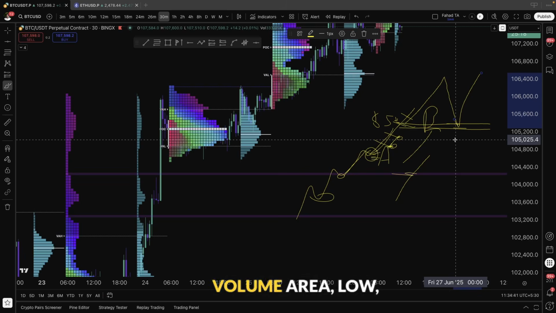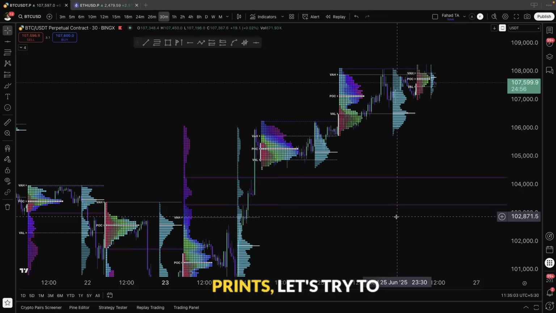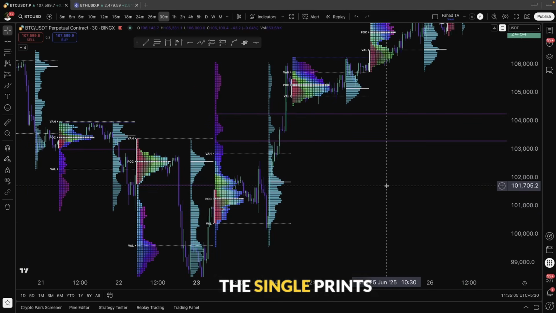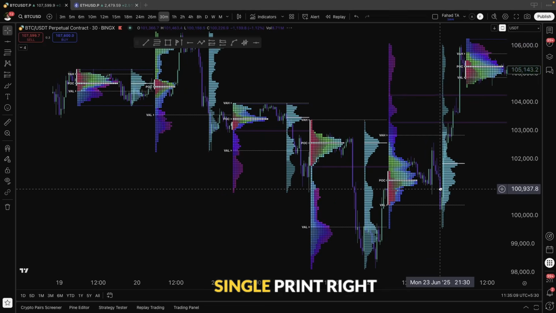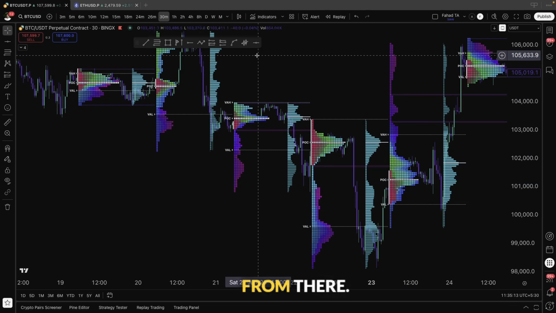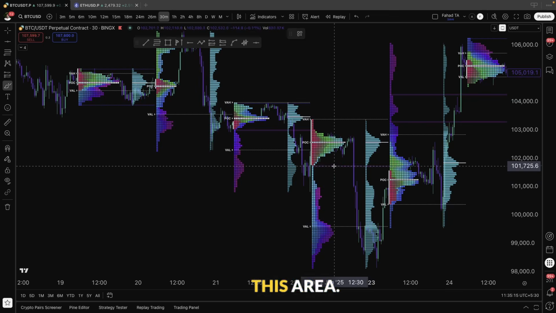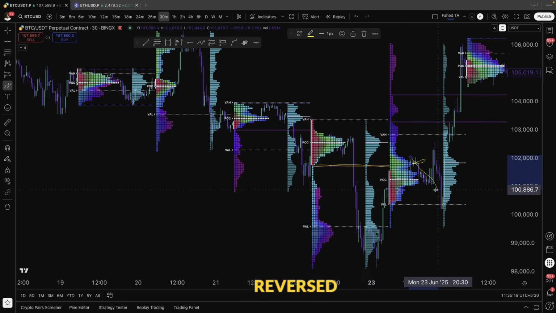So be it POC, value area low, the single prints, all of this kind of imbalance, it's pretty important in your trading as well. Also, since we were discussing single prints, let's try to figure out how single prints have worked in the past. All right, so I see a single print right around this area. We had a single print, and the market reversed from there. So if you see, I'll highlight this area. This is where you had your single print and the market reversed from there.